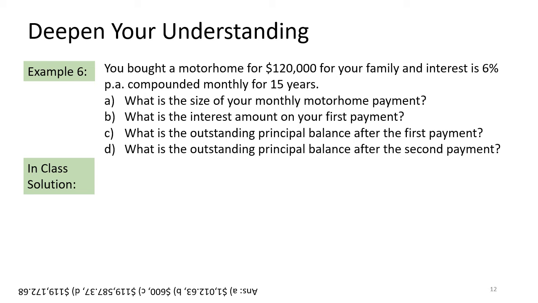So just like the last question, part A is finding your payment. Your payment is equal to your present value times your periodic interest rate divided by 1 minus 1 divided by 1 plus the periodic interest rate to the exponent n. On my little sidebar, my present value in this case is $120,000 when you bought a motorhome, after all.